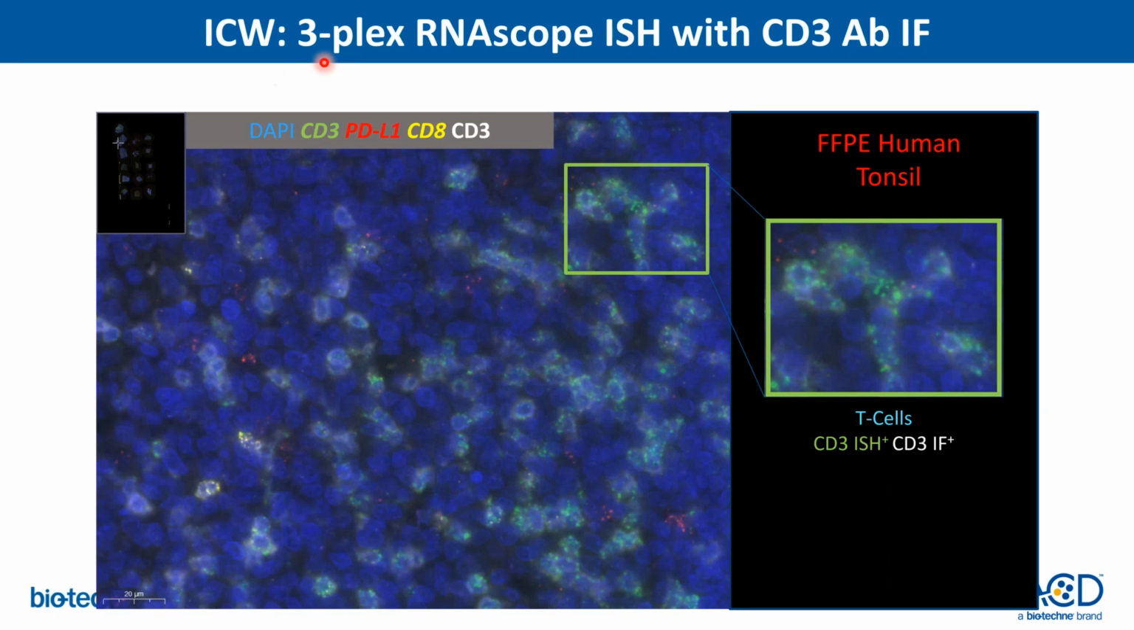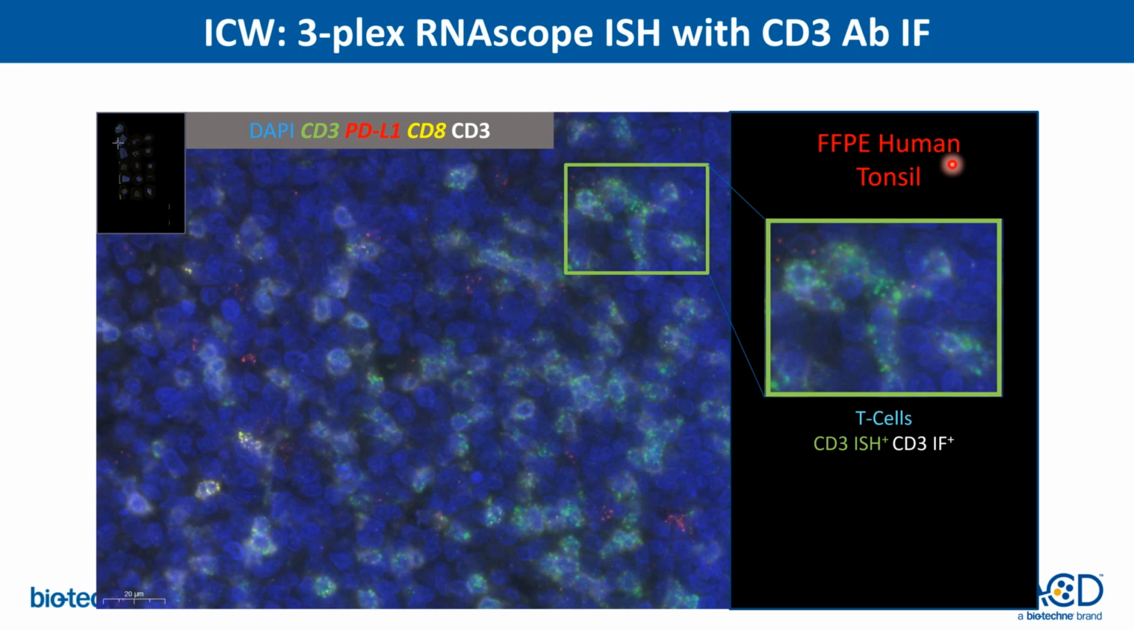On this slide, we are looking at, again, 3-plex RNAscope ISH with CD3 antibodies. Here you have CD3 in green for RNAscope, PDL1 in red for RNAscope, and CD8 in yellow for RNAscope with CD3 in IF. And the box here, which is expanded, shows co-detection in green for CD3 RNA and CD3 IF in white.